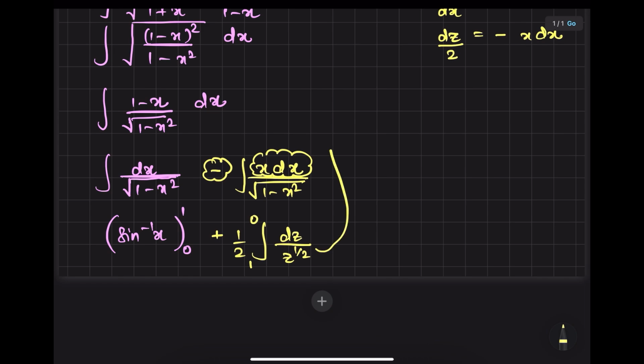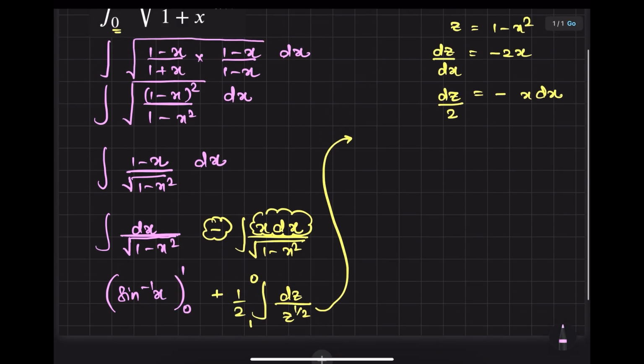Correct? Now let's simplify this question a little bit more. First go with the purple part. You know that you will be placing the upper limit first, so x will be replaced by 1. So sine inverse 1 is pi by 2, and sine inverse 0 is 0. So the upper limit will become pi by 2 minus 0. Now focus on the next part: plus 1 by 2 integration of z power minus 1 by 2 dz, lower limit 1, upper limit 0.